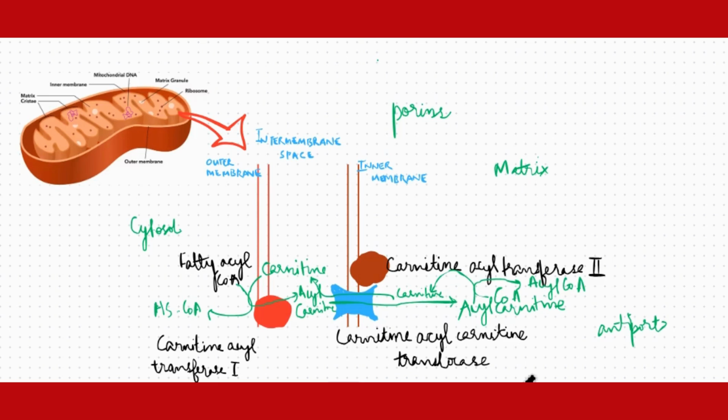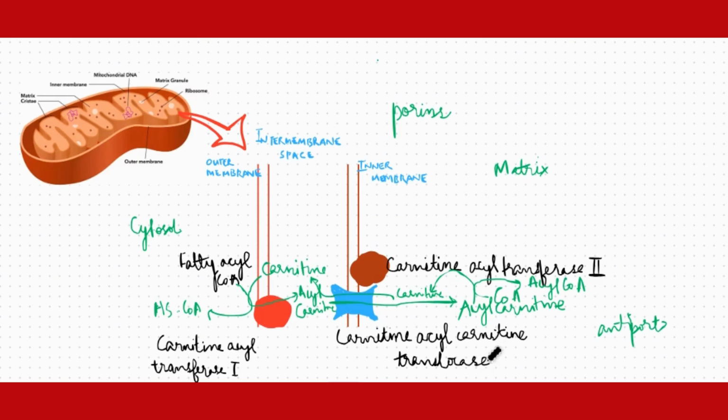and the carnitine acyl carnitine translocase is one such antiport system, wherein it is sending the carnitine from the mitochondrial matrix into the intermembrane space. At the same time, it is sending the acyl carnitine back into the mitochondrial matrix. So this is a very, very important transporter.